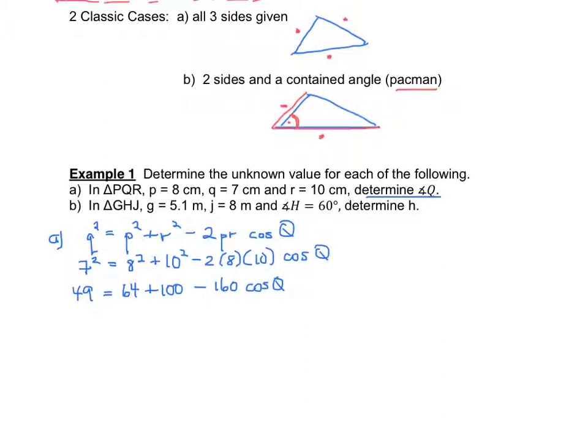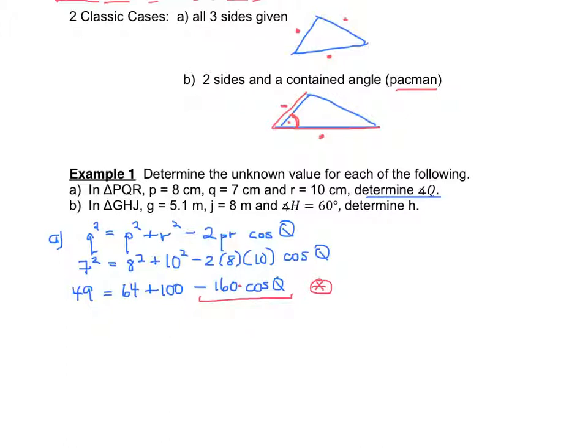And right here is where we need to be careful. Because the most common error that I see with the cosine law is that people think that the next step would be to do 64 plus 100 minus 160. But that would not be right. What you need to remember is that this negative 160 is attached, as in it's being multiplied with, cosine Q.